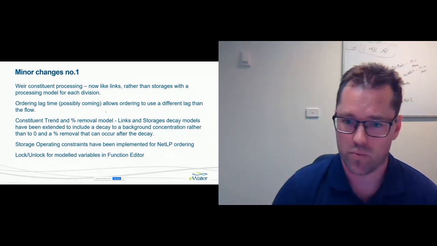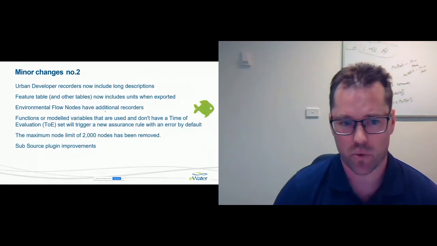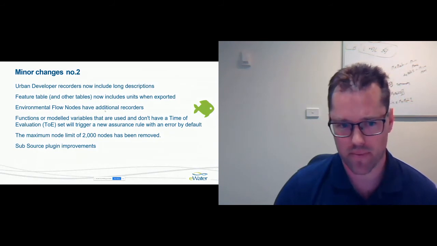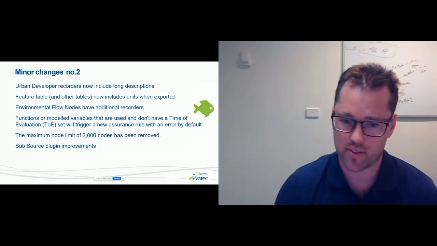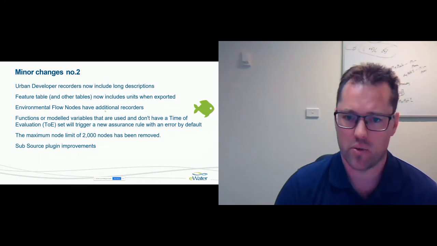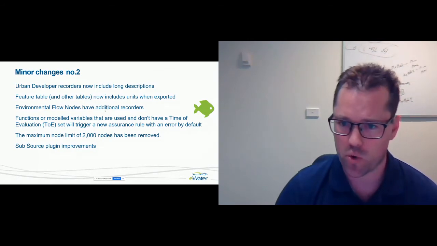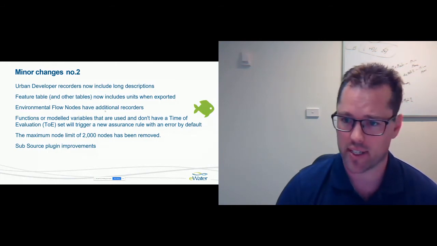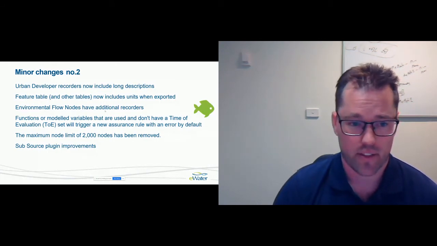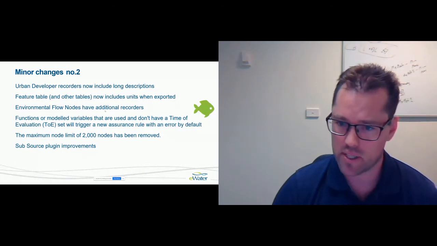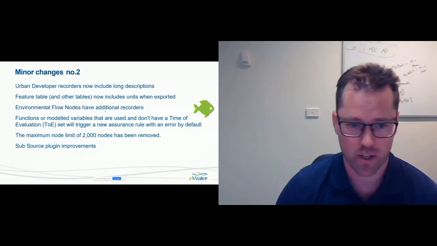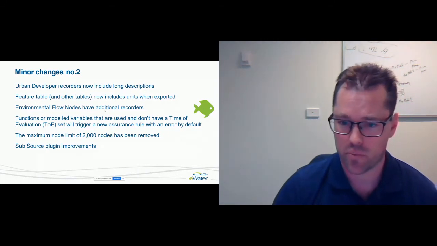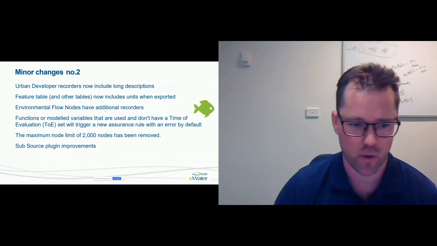So with Urban Developer, we're slowly extending the number of recorders that have what we call a long description. So within Source, instead of just having the name of a recorder, we're slowly including more and more to have a long description, which can be turned on in the Project Explorer. The feature table and most of the tables now include units when exported, and they'll be checked on import. We've included more recorders in environmental flows.